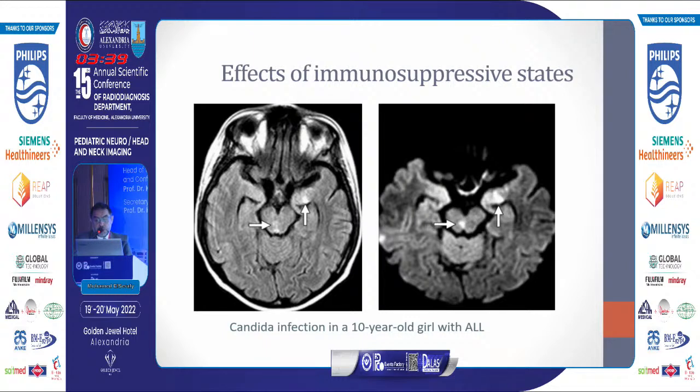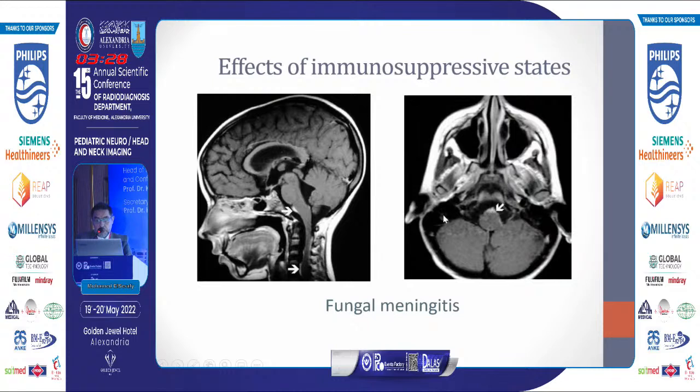Candida infection in a 10-year-old girl with acute lymphocytic leukemia appears as tiny hyperintense foci on FLAIR that showed marked restriction on diffusion weighted image. Fungal meningitis again is seen as leptomeningeal enhancement along the anterior aspect of the medulla and along the visualized spinal cord.